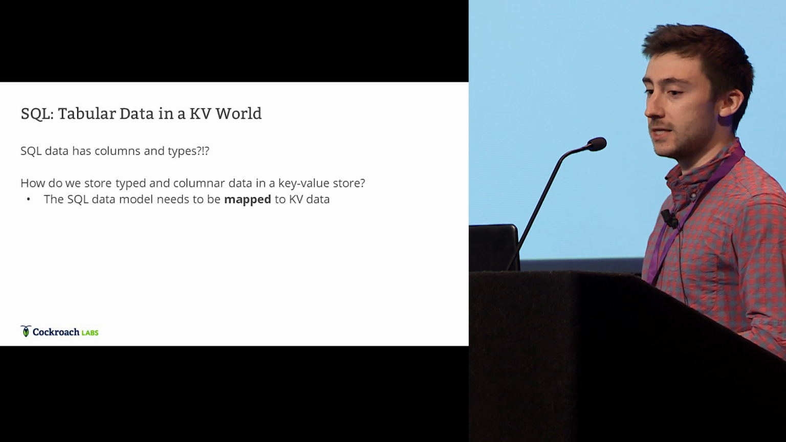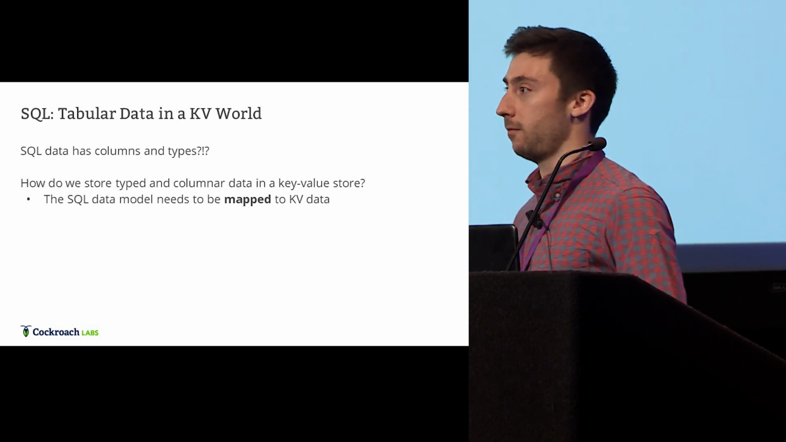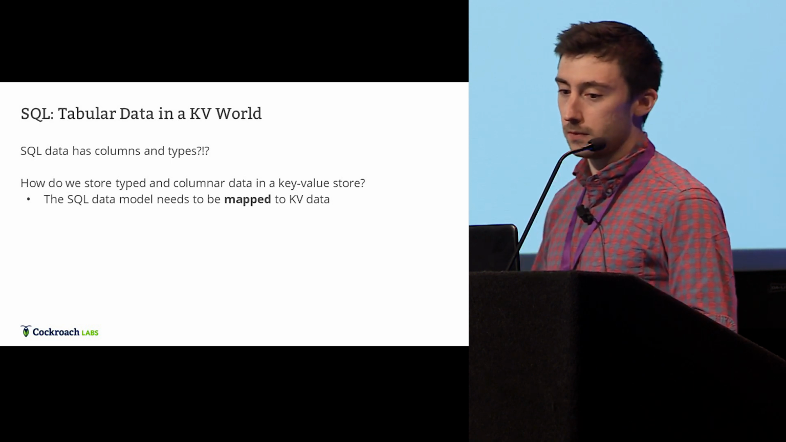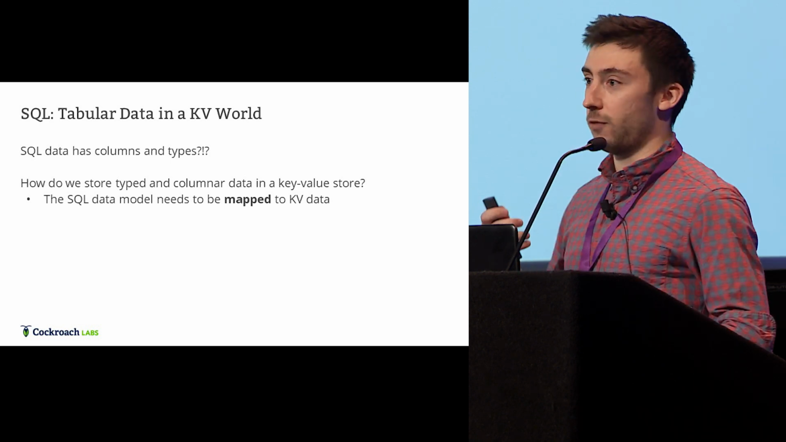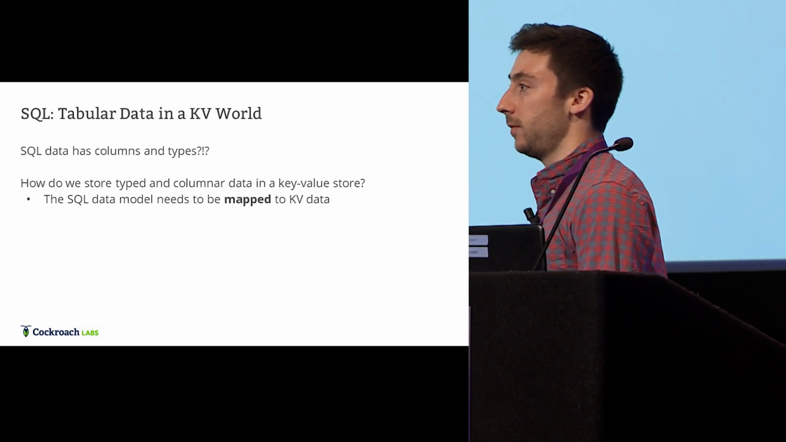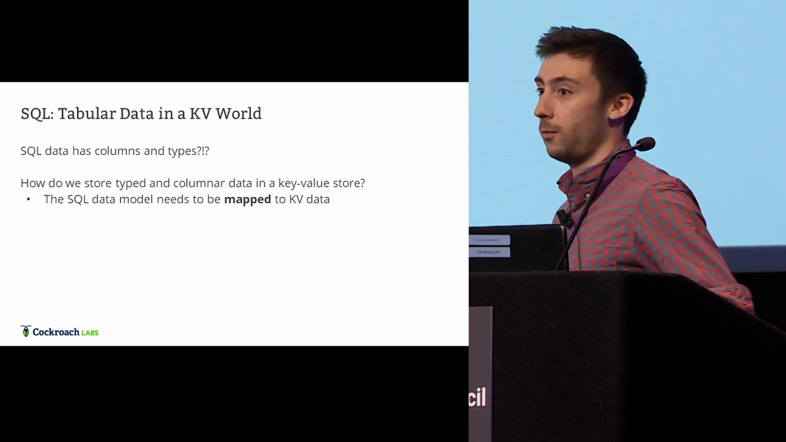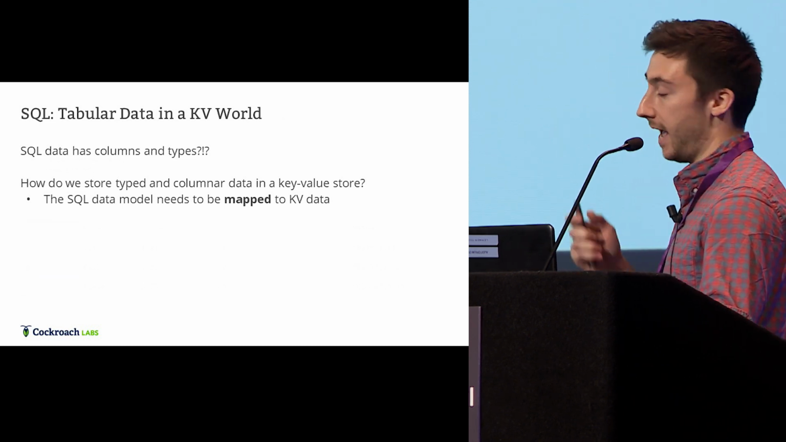But wait a minute. I said SQL data has columns and types, and yet we've talked only about untyped key value pairs. This seems rather distant. But it turns out it's not too distant. We can map SQL directly onto key value pairs without all that much work. And we'll see how.